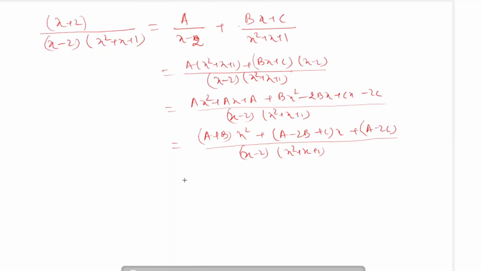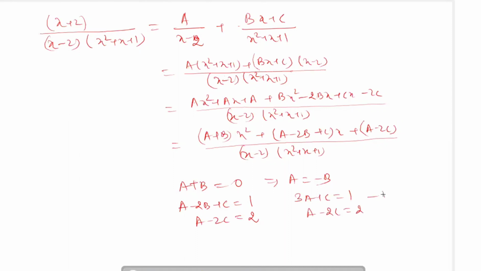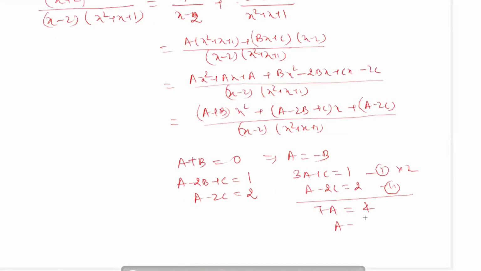And here you can just compare it. You can say that A plus B is actually equal to 0. Your A minus 2B plus C would be equal to 1. And your A minus 2C should be equal to 2. So your A is actually equal to minus B. Then you put it here, then this will become 3A plus C equal to 1, and A minus 2C will be equal to 2. Call these 1 and 2. Multiply this with 2 and add this. So then you get 7A equal to 4 and A will be equal to 4 by 7.